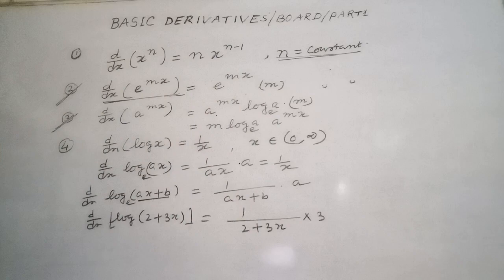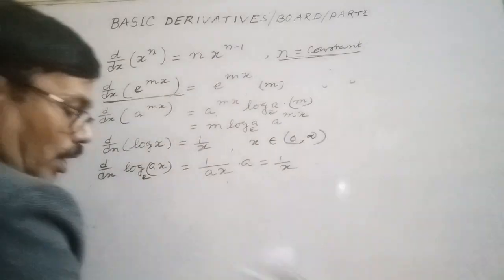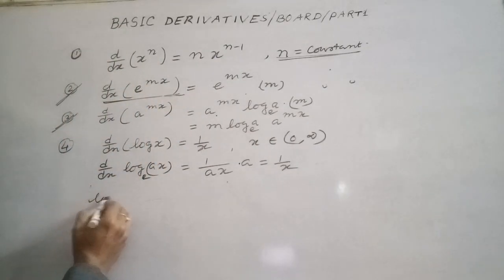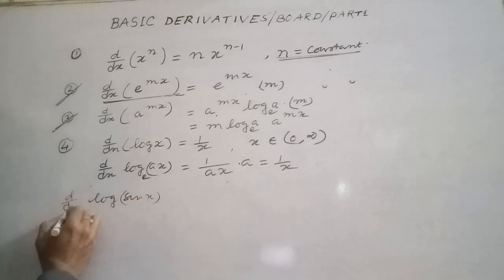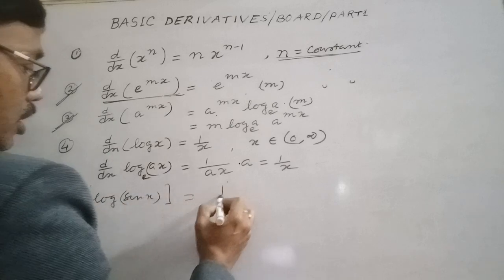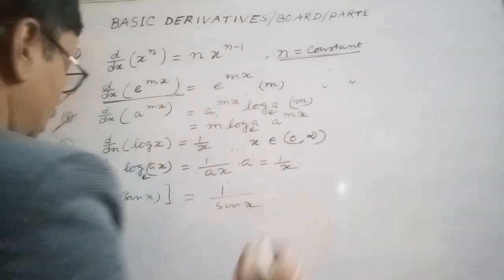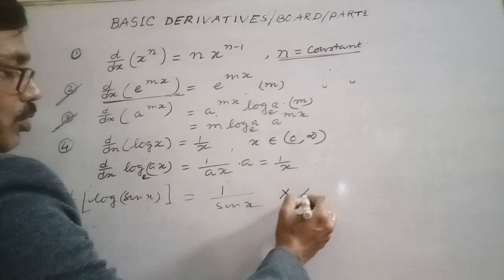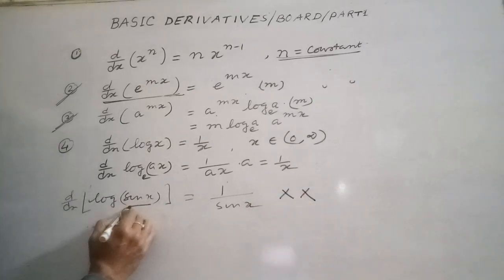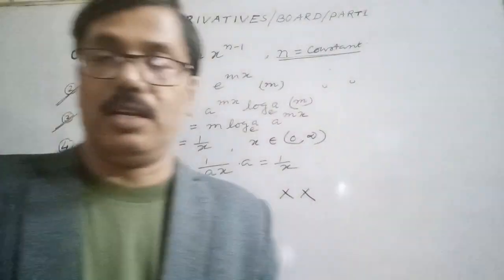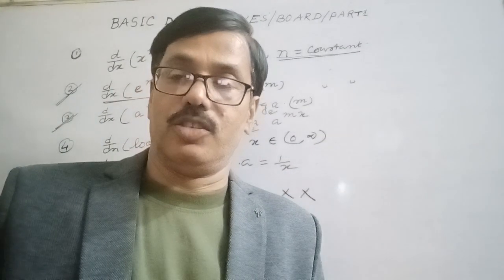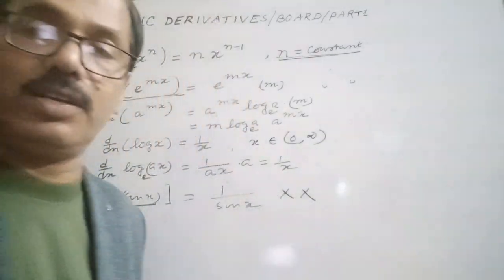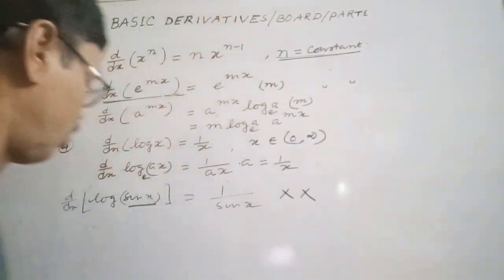So look, log of sin x, d/dx of log of sin x. This is 1 by sin x? It is not possible because sin x is not linear. So you can find the derivative by chain rule. I will discuss it in other videos.